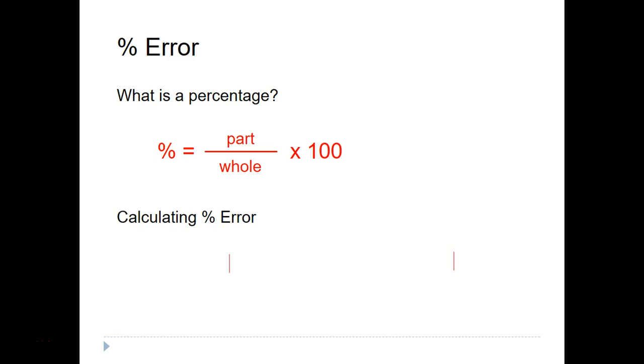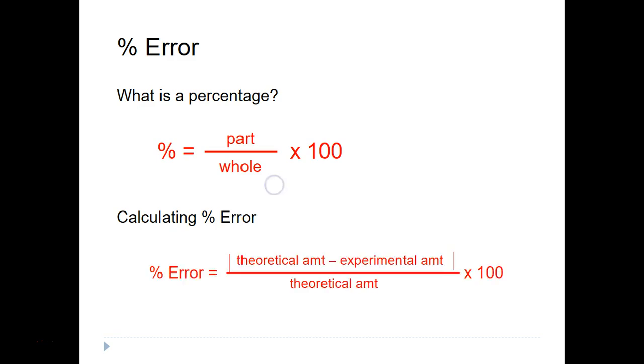So all percentages are the same thing, but we use percentages for specific things. With percent error, we're seeing how far off the mark we actually were. The formula for calculating percent error looks like this. It's the absolute value of the theoretical amount minus the experimental amount divided by the theoretical amount times 100. Now, what do the theoretical and experimental mean? Well, the theoretical amount is the amount that you expect to get. It is the actual value.